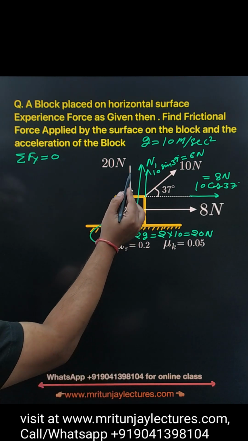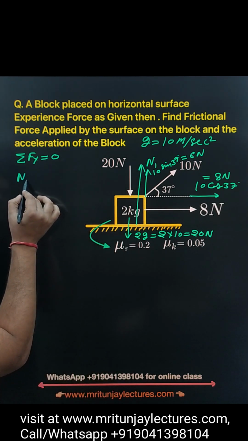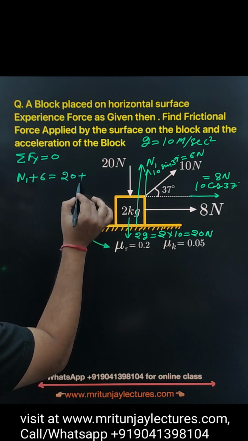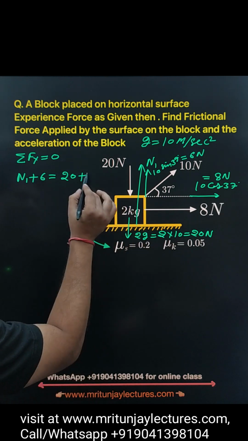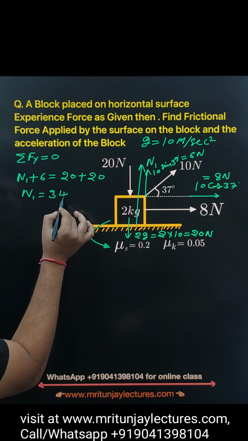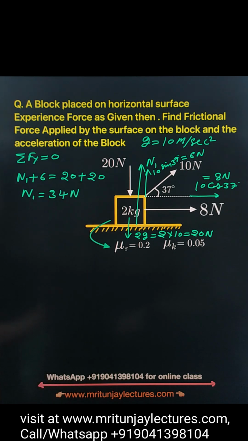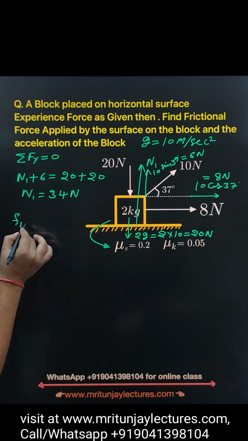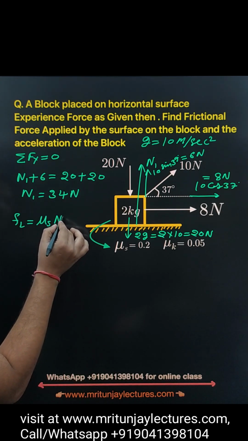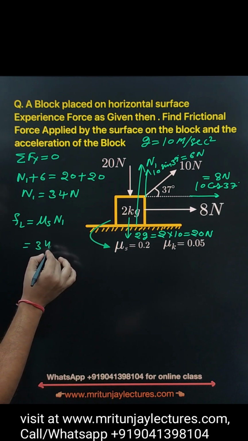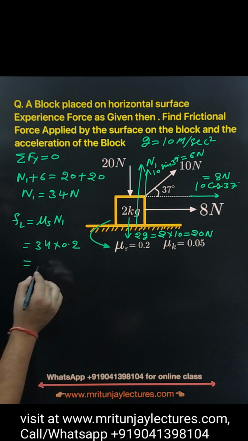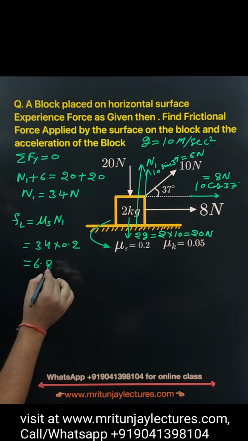So upward direction force N1 plus 6 Newton will be equal to downward force, 20. So N1 is how much? 34 Newton. After that, FL, the limiting frictional force, is mu s into N1, 34 into 0.2. That is how much? 6.8 Newton.